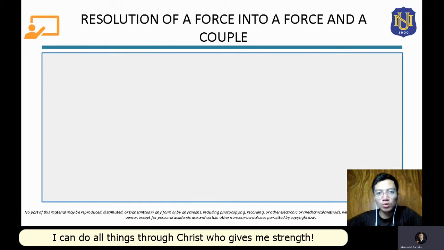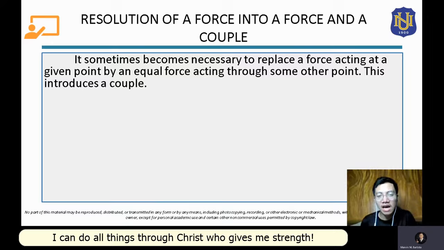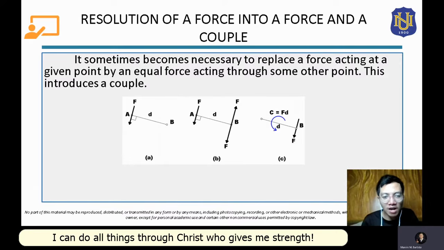So now let's proceed to the resolution of a force into a force and a couple. It is sometimes necessary to replace a force acting at a given point by an equal force acting through some other point. This introduces a couple. Let's say we have here a force F in our figure A, and it is applied at point A.